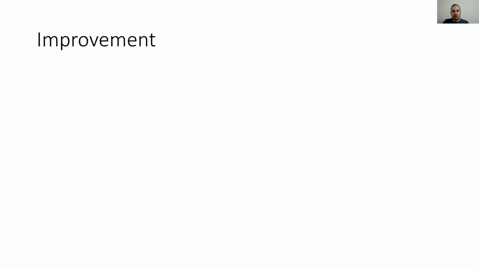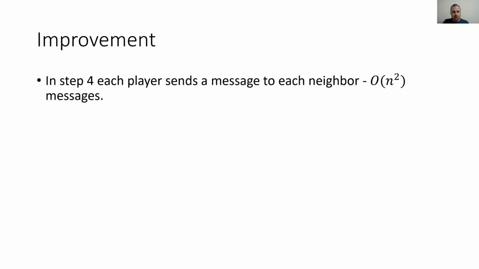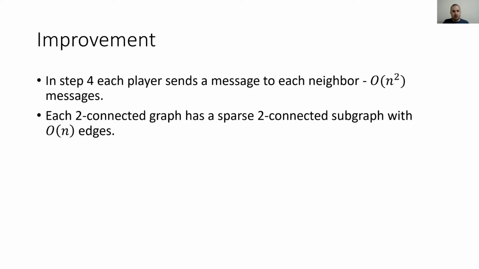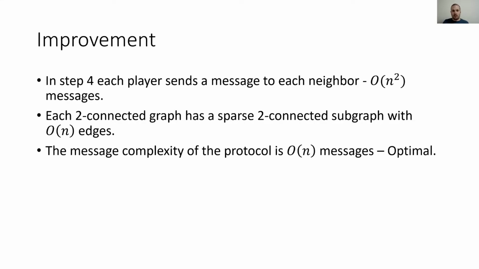We can improve this protocol. The message complexity is big O of n, but in step 4, the message complexity is big O of n squared, since each player sends the message to all of his neighbors. But any two-connected graph has a subgraph, which is also two-connected, but with only big O of n edges. We can use this subgraph, and then the message complexity becomes n messages, which is optimal.